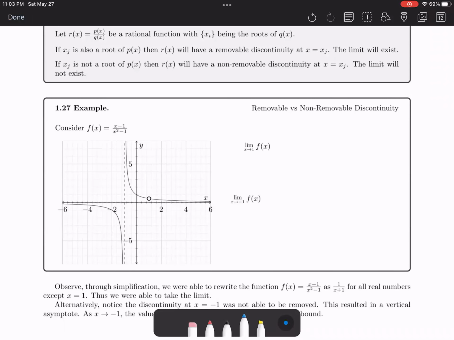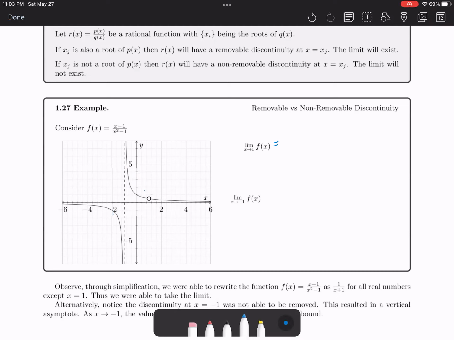Example 1.27. Consider the function f of x, which is (x - 1) divided by (x squared - 1). And let's talk about two different limits. One is going to give us a removable, or one is going to exist, resulting from a removable discontinuity. The other limit will not exist because it is a non-removable discontinuity.